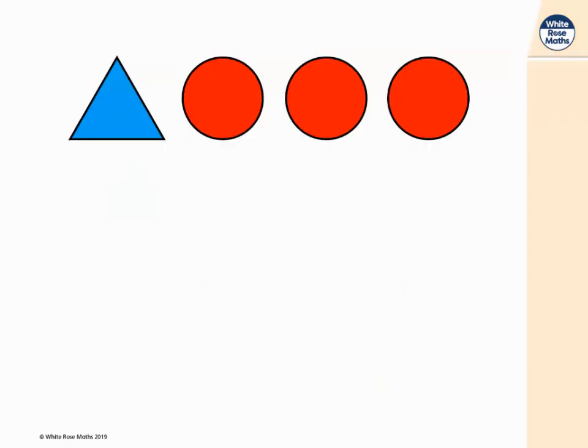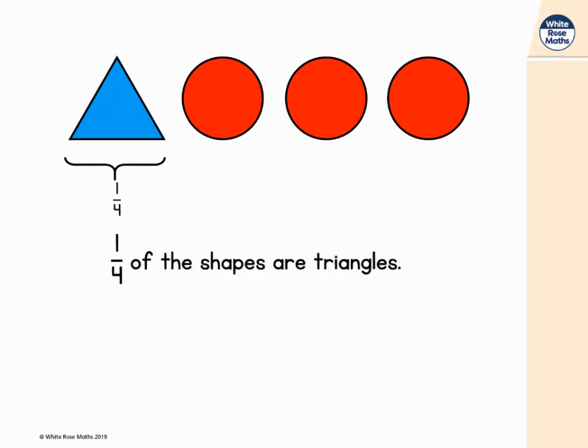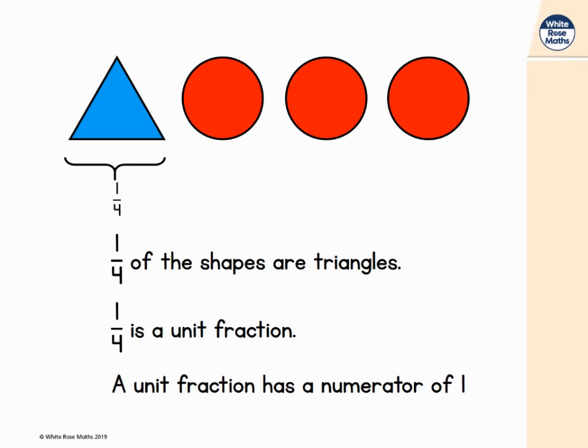Now let's look at the shapes again. Remember, 1/4 of the shapes are triangles. We call 1/4 a unit fraction. That's because 1/4 has a numerator of 1. A unit fraction is any fraction that has a numerator of 1.